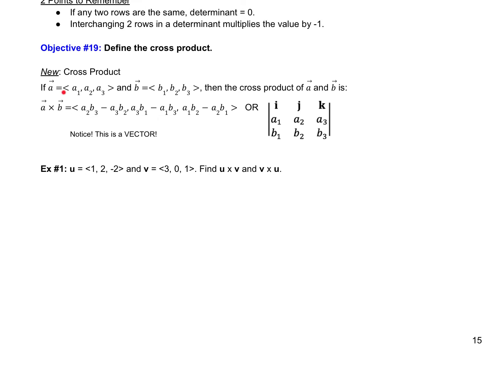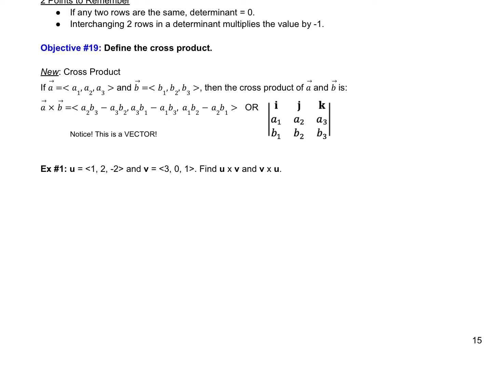So if we have 2 vectors, in this case vector A and vector B in 3 space, then if we cross those vectors, we get this complicated vector. But really what it means is it's the determinant of the matrix where we use i, j, k, and have our 2 vectors. What I want us to notice is that A cross B gives us another vector. This is different from when we did the dot product. When we dotted 2 vectors, we got a number. That's not the case here. When we cross 2 vectors, we're going to get another vector.